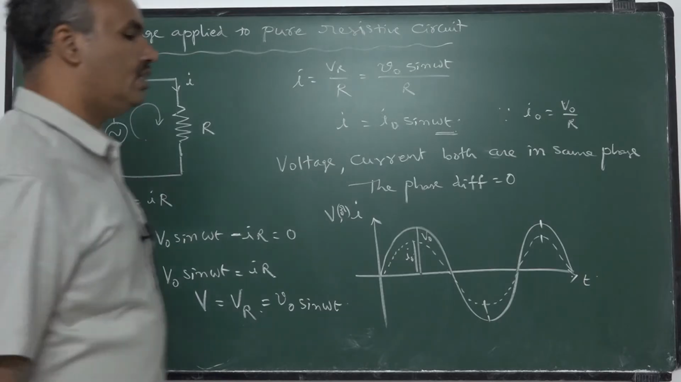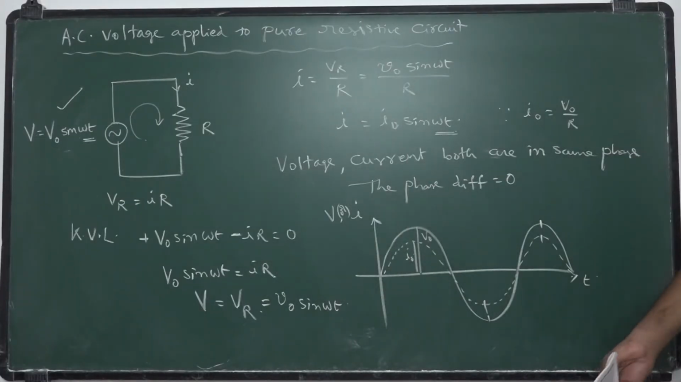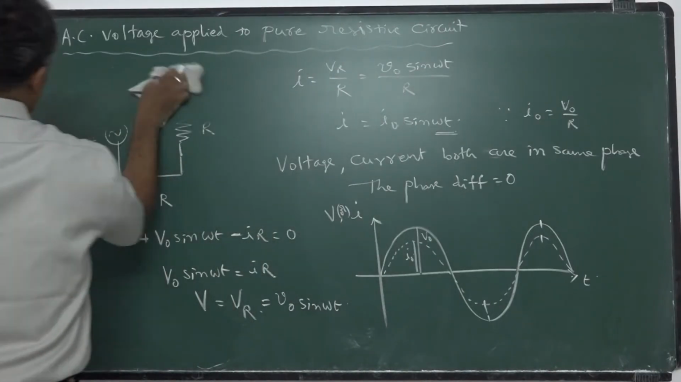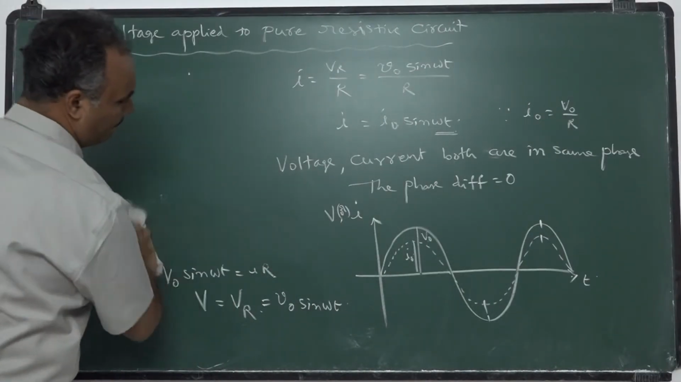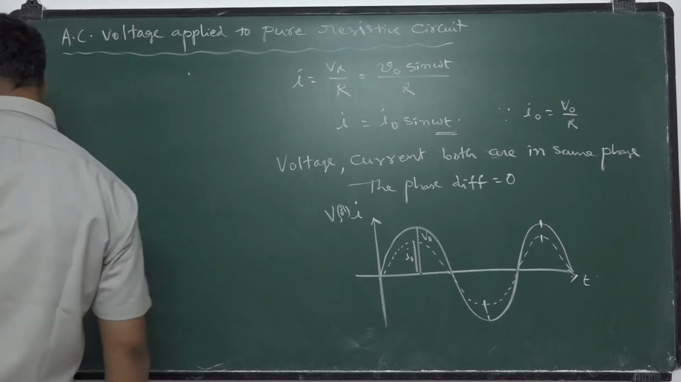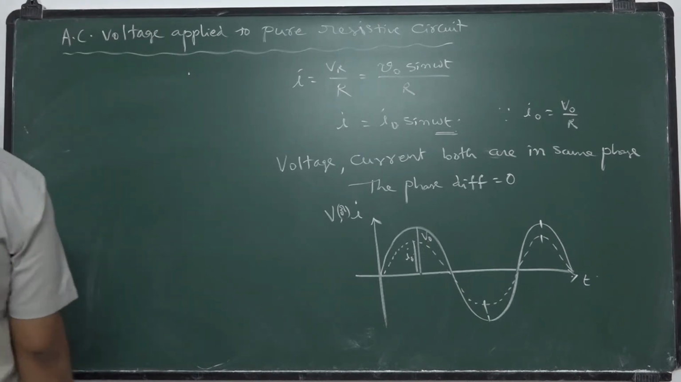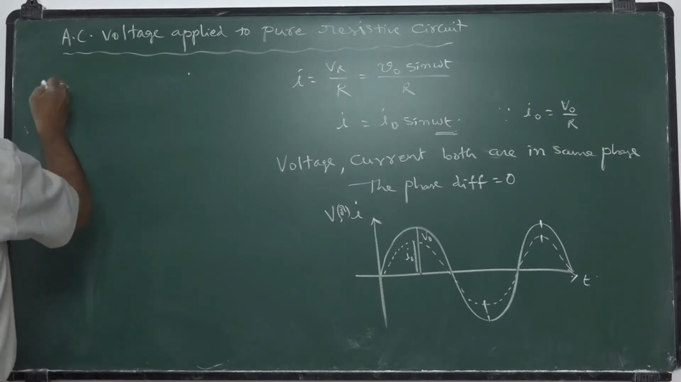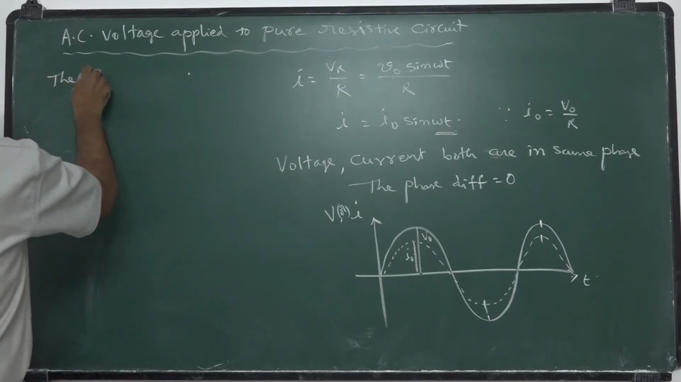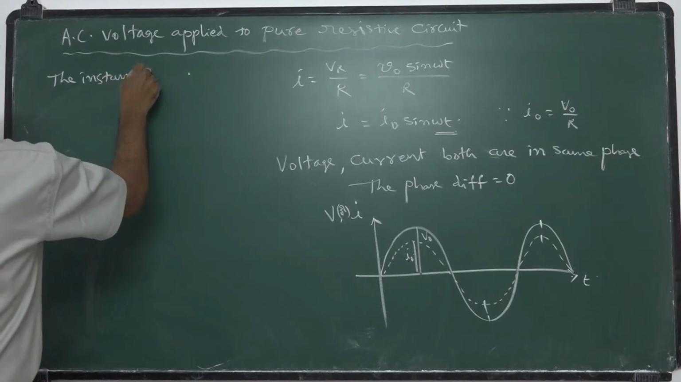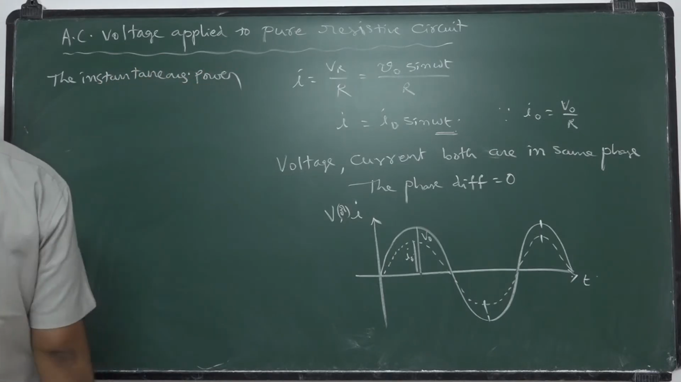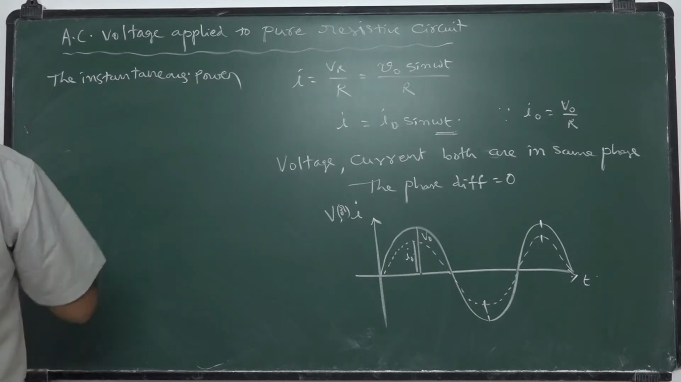If I calculate the power dissipated through a pure resistive circuit, let me do that calculation here. I would like to calculate the instantaneous power dissipated in the resistor.